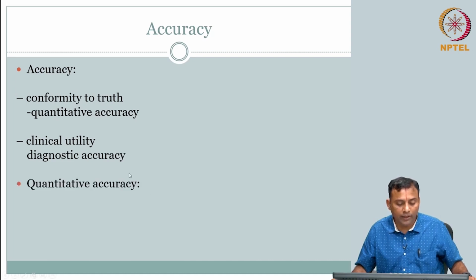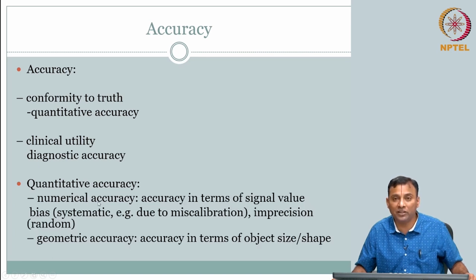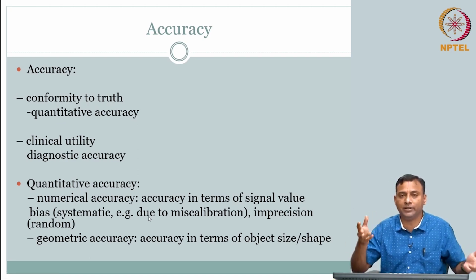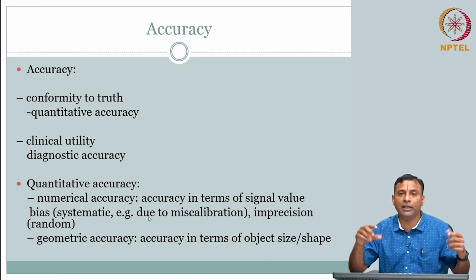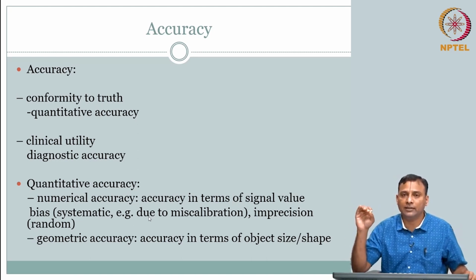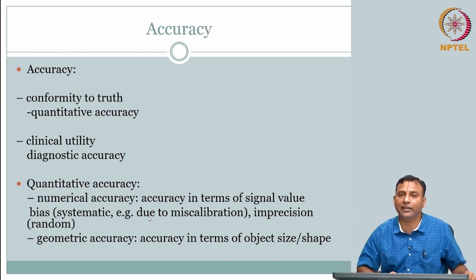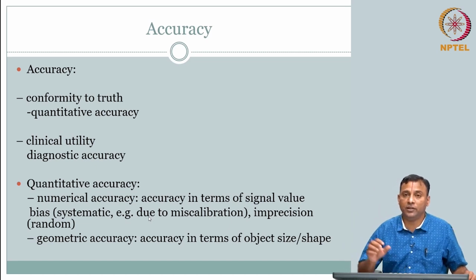So conformity to truth, or quantitative accuracy, has to do with the measurement side of it. It's a numerical accuracy in terms of signal bias. You could have systemic bias. If there is a miscalibration, say I am measuring the size of a tumor in an image, and the actual ground truth is a 5 millimeter tumor, but because of miscalibration, when you take the image and measure it, it comes out to be 1 centimeter, then that is a systemic bias.